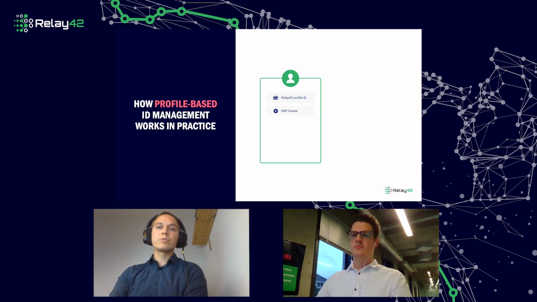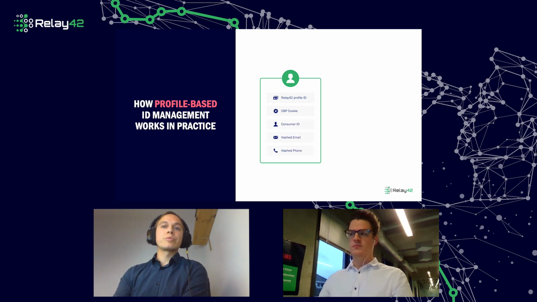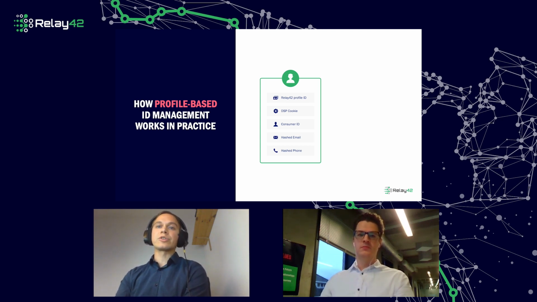And the moment someone makes him or herself known, you get a customer ID, for example, if you have a customer relationship with that person. And based on that customer ID, you could also have, for example, a hashed email address or hashed phone number available as an identifier. So based on one login, you could enrich that data already with 2 additional identifiers. And then we have the next step.